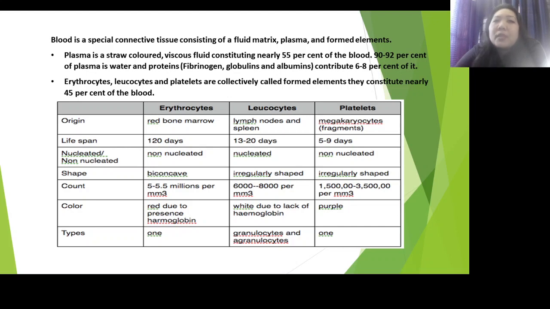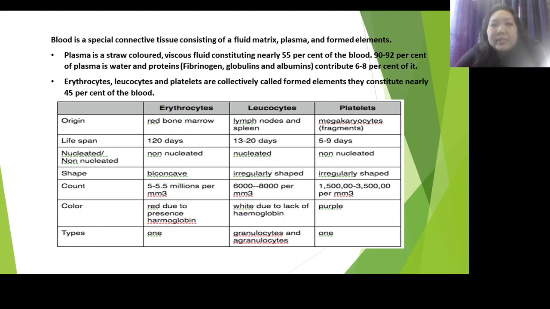Count. RBC count is 5.5 millions per mm cube and WBC 6,000 to 8,000 per mm cube. Platelets count is 1,50,000 to 3,50,000 per mm cube. RBC is red in color due to presence of hemoglobin, leukocytes are white in color, and platelets are purplish in color.